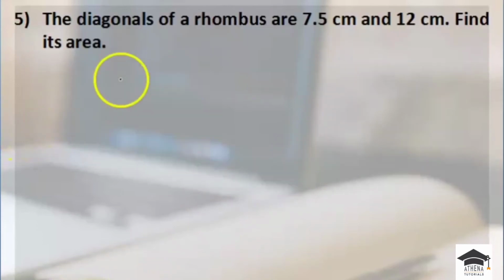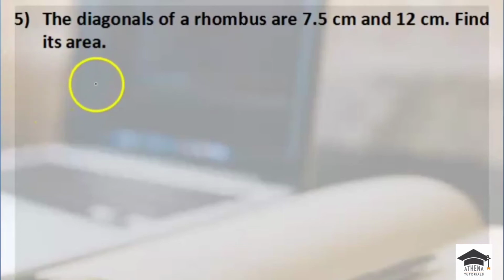Let's look into the problem. The diagonals of a rhombus are 7.5 cm and 12 cm. Find its area. Here, they have given that there is a rhombus, and the diagonals of the rhombus are 7.5 cm and 12 cm. We need to find the area. This is a very simple problem. We just need to know the area of a rhombus.